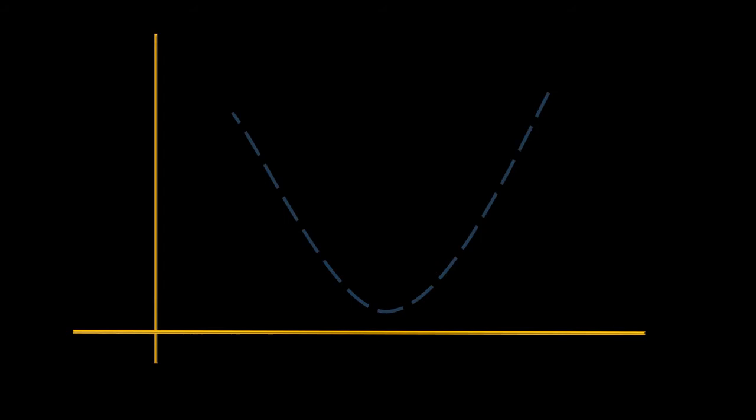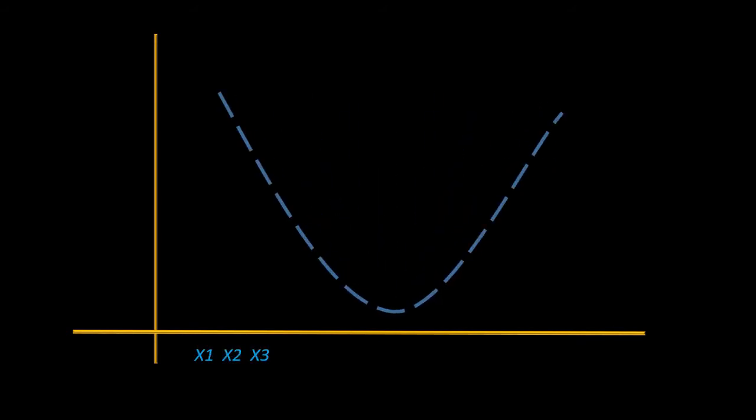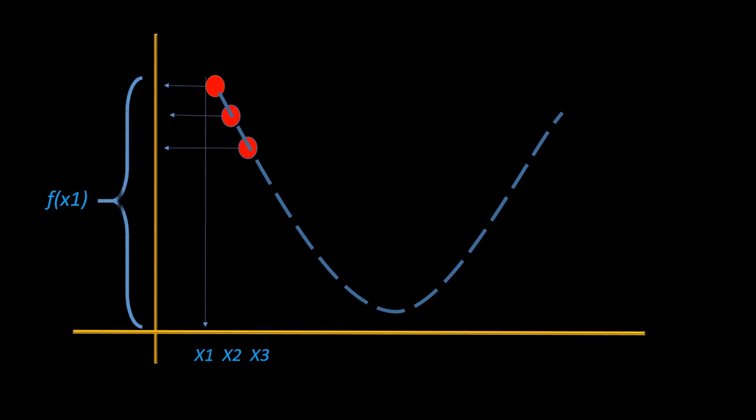Now consider a unimodal function like this in our case, and take 3 points. This is the first step in our method. Now we have to evaluate the function values at those points, that is f of x1, f of x2 and f of x3, and do a comparison between those values. By looking at that graph, we can infer that the function value at x1 is the highest, followed by x2 and x3. So we can come to a conclusion here.